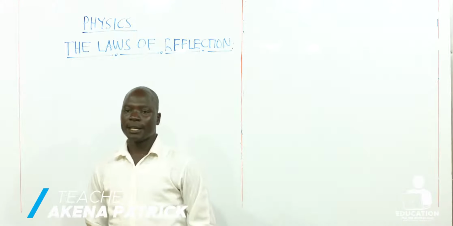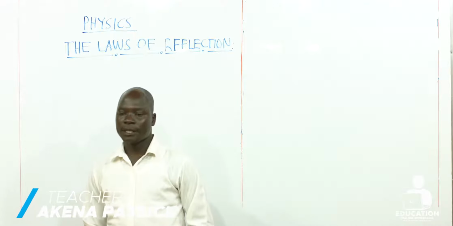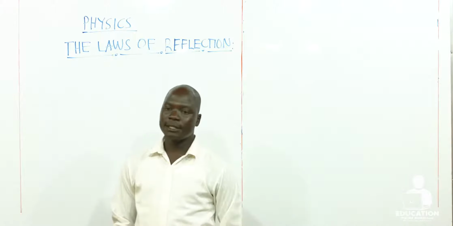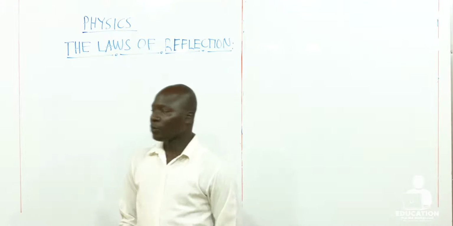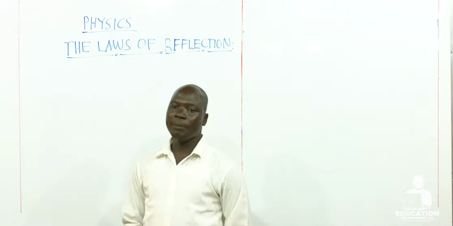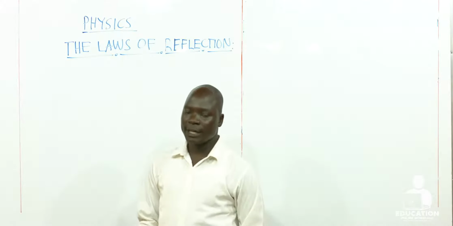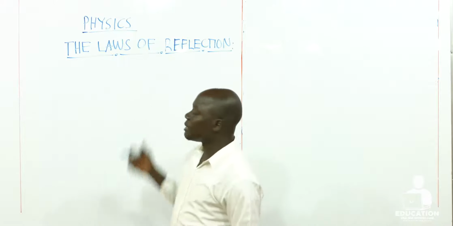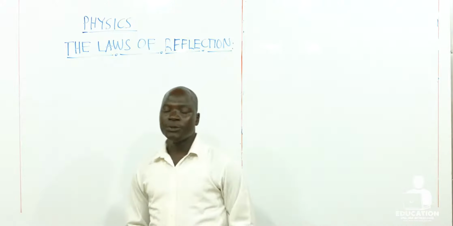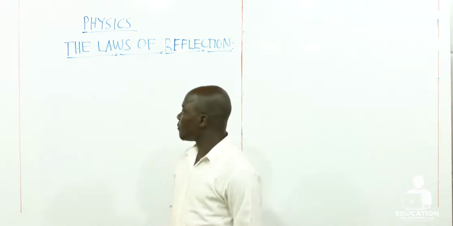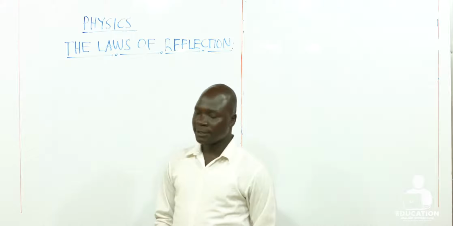I am teacher Akena Patrick Omoy, a teacher of physics, and we are going to have a physics lesson for learners in senior 2, and we are going to look at the laws of reflection under the main topic reflection of light. So dear learners, for us to understand these laws of reflection, we need to keep in mind what happens when rays fall on a plane surface.